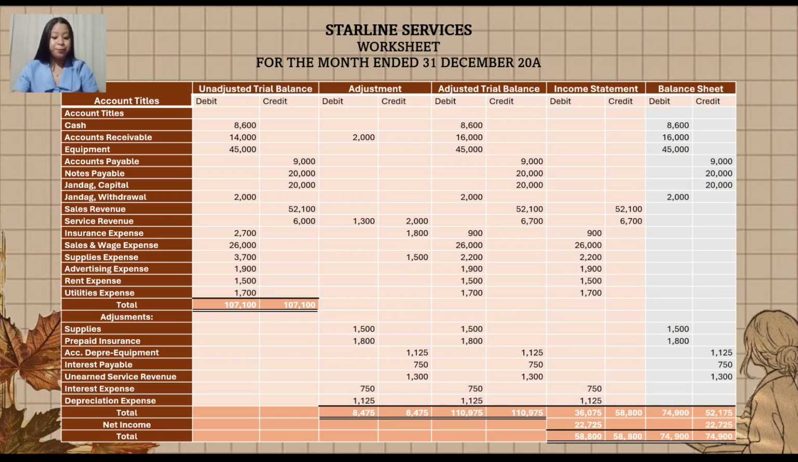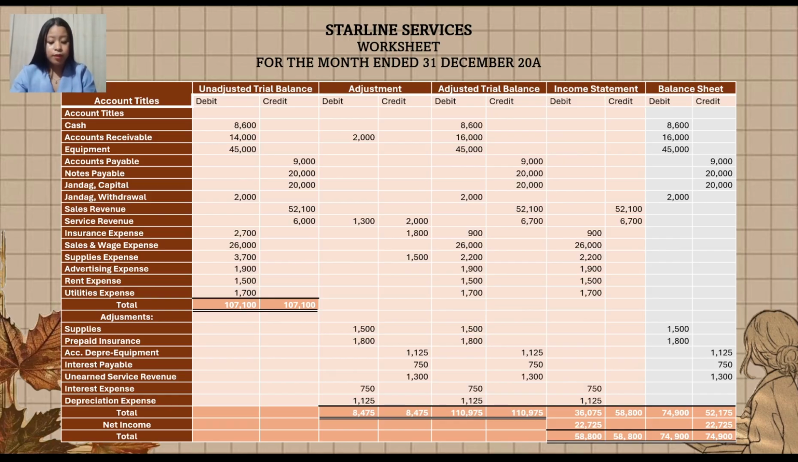Lastly, we prepare the balance sheet columns. It includes assets, liabilities, and the owner's equity. So in the assets, it has cash, accounts receivable, supplies, and equipment. In the liabilities, it has accounts payable, notes payable, interest payable, and unearned service revenue. And in the owner's equity, it has the owner's capital less the owner's withdrawal plus the net income.